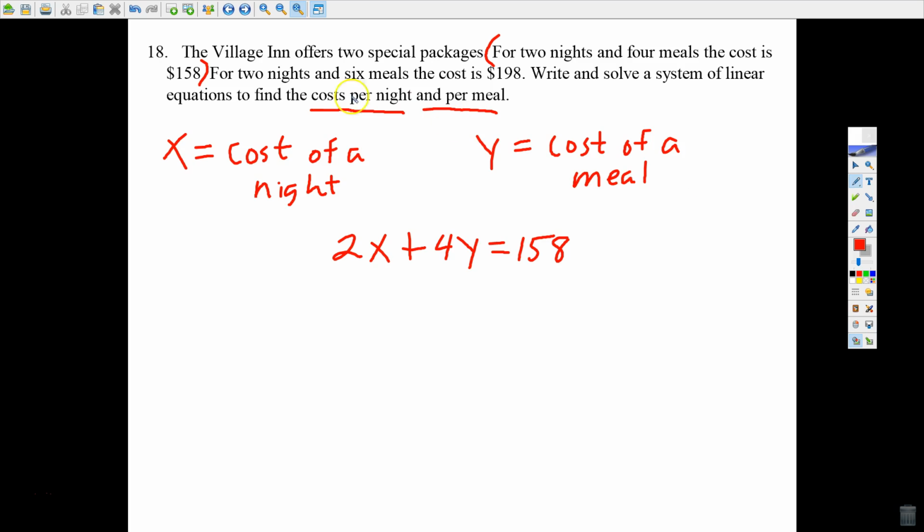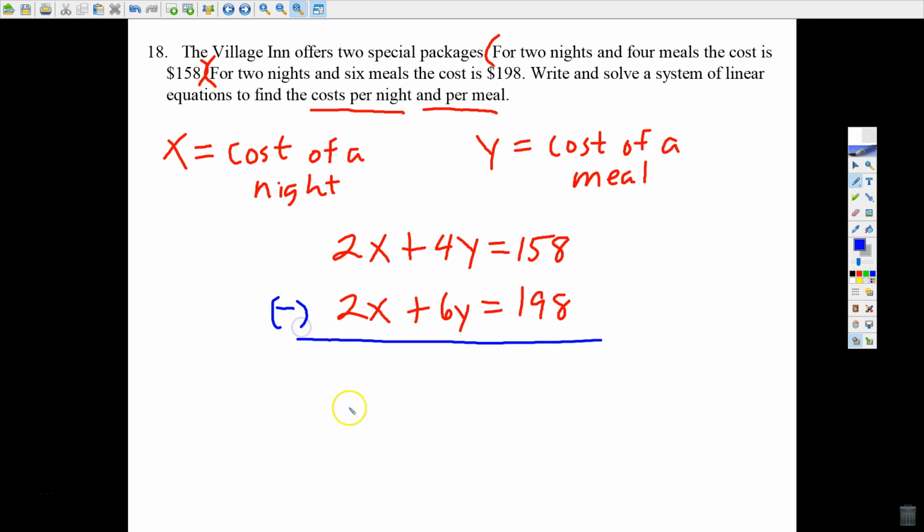Okay, the next sentence leads me to another equation. For 2 nights, 2x, and 6 meals, 6y, that comes to 198. And now you are able, I'm going to let you use either substitution or elimination. I think you're probably going to choose elimination. It sets up really well to eliminate x with subtraction.